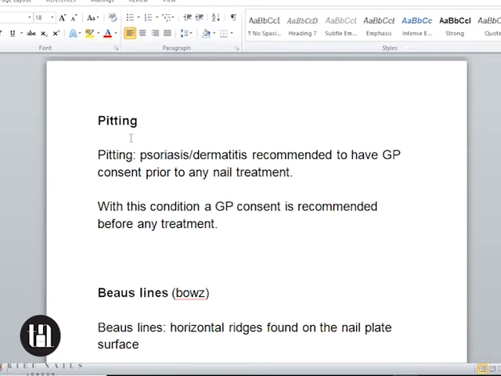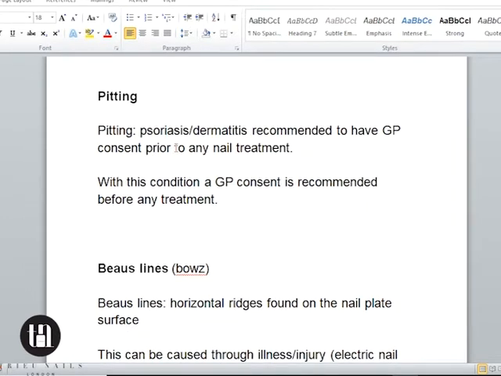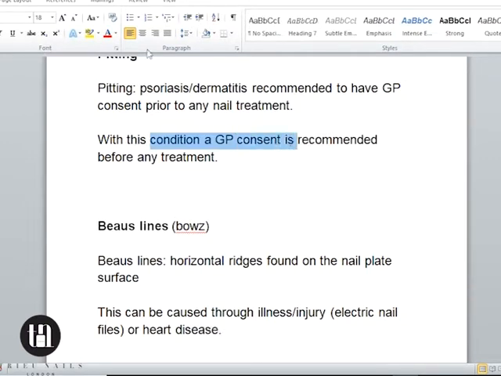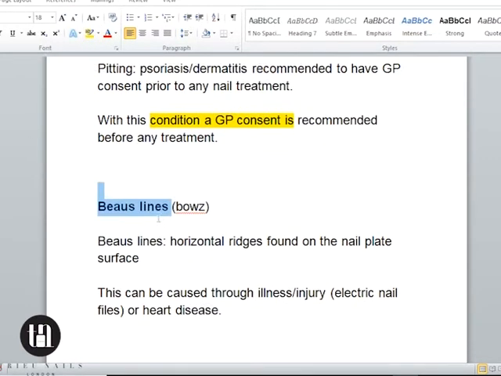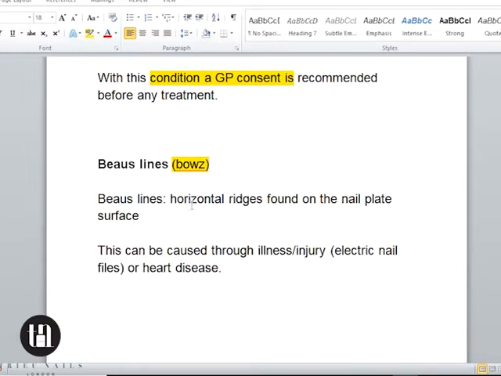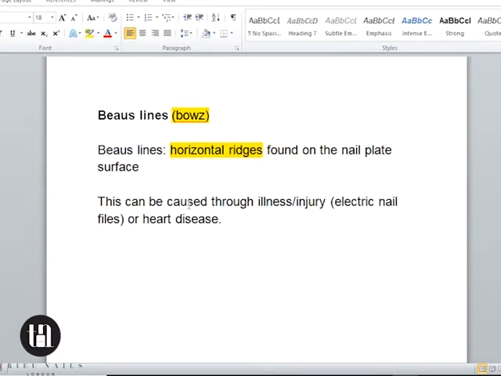So next is pitting, so it's psoriasis or dermatitis, and you're recommended to have GP consent prior to any nail treatment, which is mentioned here. The next nail disorder is Beau's lines, pronounced like this, and it's horizontal ridges on the nail plate. So we looked at vertical ridges before. This is horizontal ridges. It can be caused by illness or injury, for example, electric shock or heart disease.